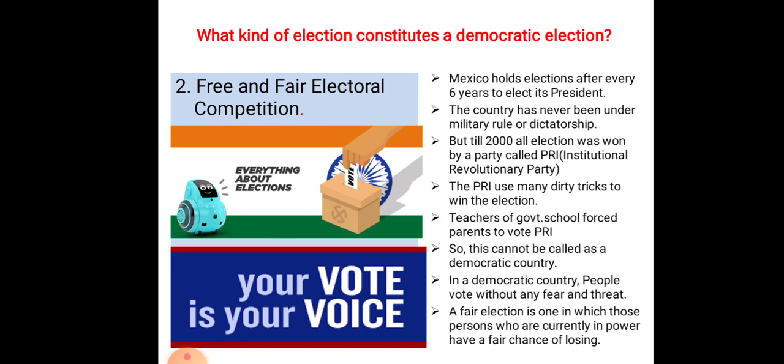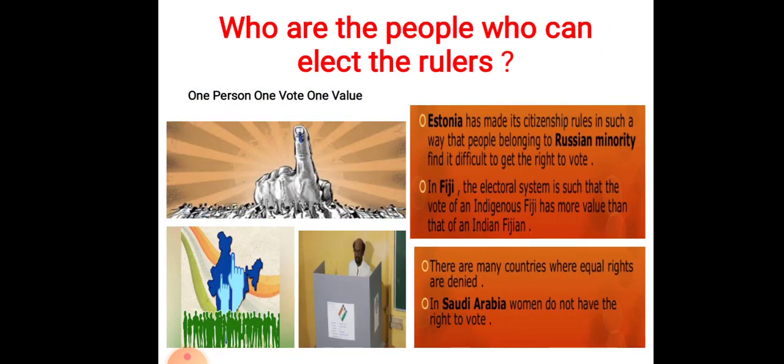The PRI spent a large sum of money in the campaign for its candidates. So, elections were not offering any true chance for them to elect. So, this type of election should not be conducted. This cannot be called a democratic country. In a democratic country, people vote without any fear and threat. One person, one vote, one value.